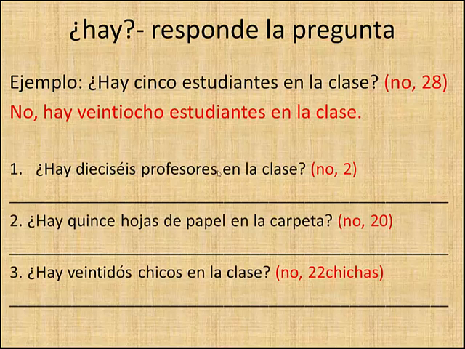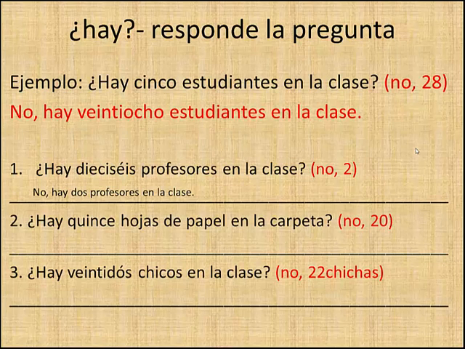So, ¿hay 16 profesores en la clase? No, there are 2. Número 2, ¿hay 15 hojas de papel en la carpeta? No, instead there are 20 sheets of paper in the binder. And número 3, ¿hay 22 chicos en la clase? No, there are not 22 chicos, there are 22 chicas. So pause it.